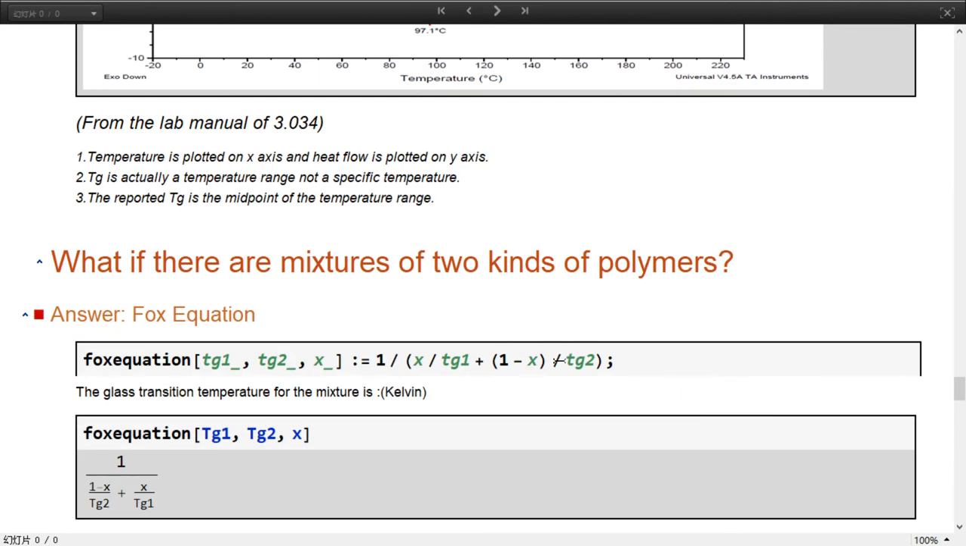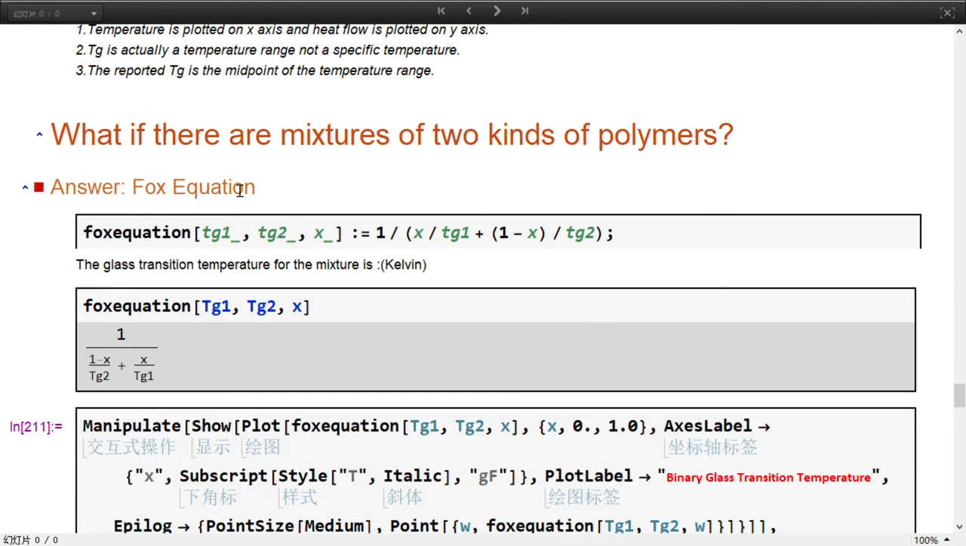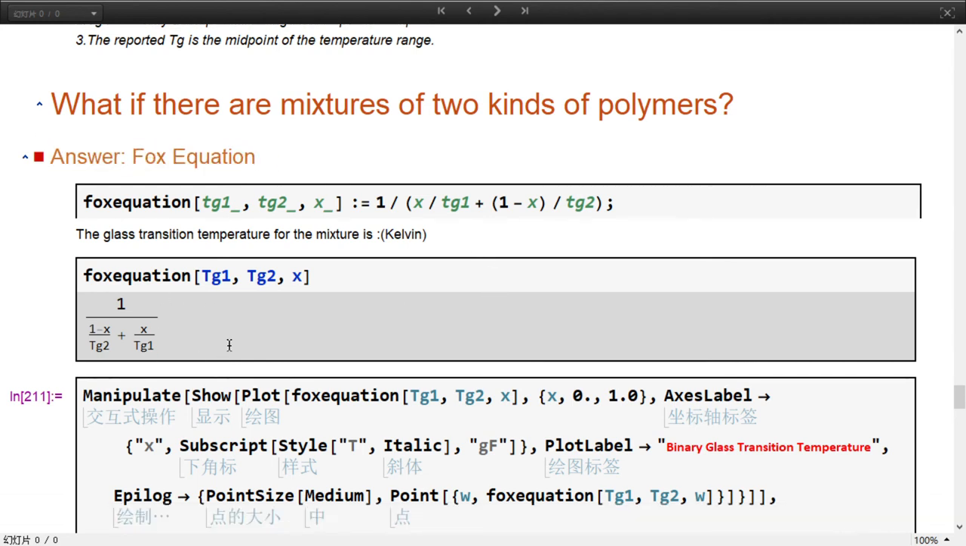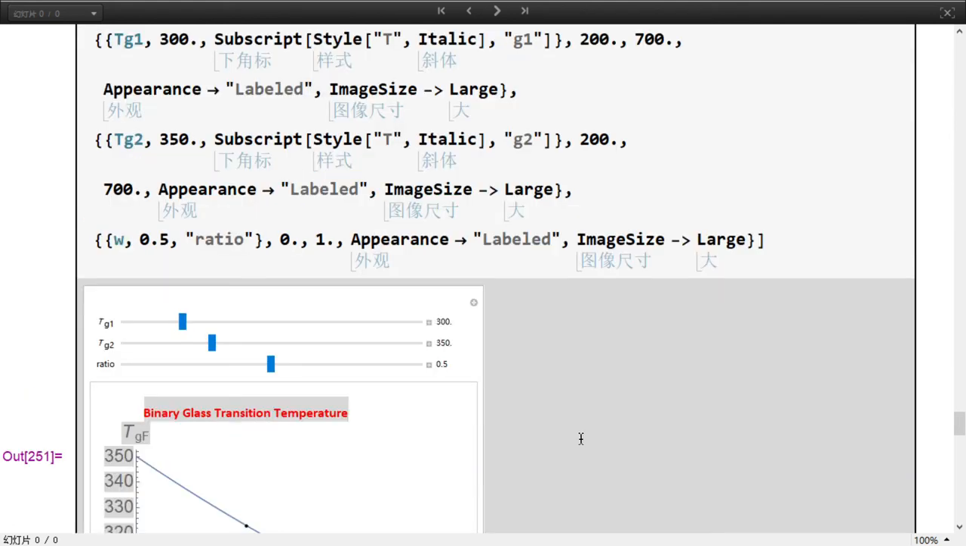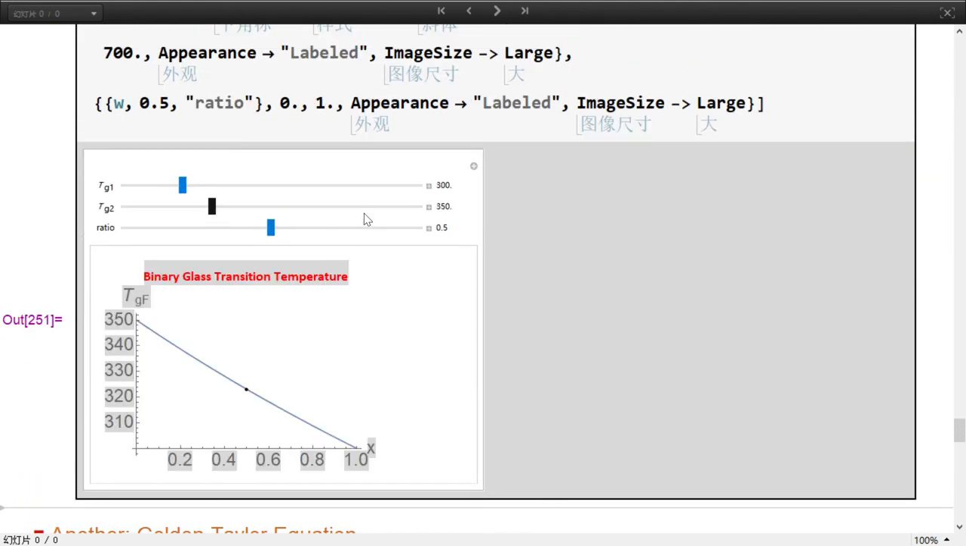So what if there is a mixture of two kinds of polymers? How can we determine the Tg of the mixture? First, we have the Fox equation. So that is the Fox equation. And we will use a graph and manipulate the function to show that. This black point represents the glass transition temperature for the mixture. So if the ratio becomes larger, it will move down.